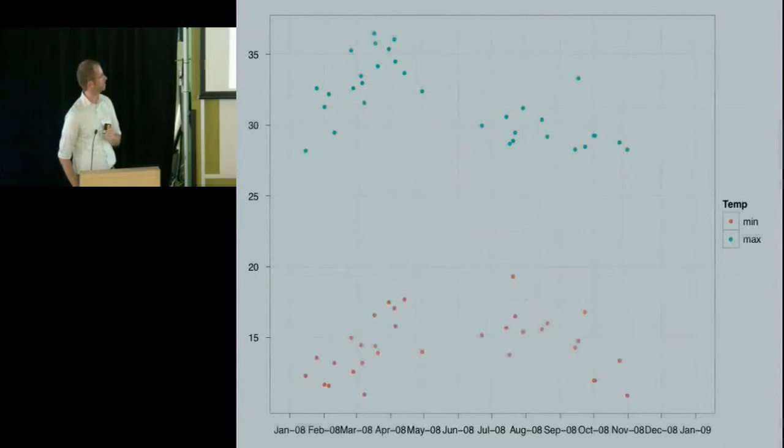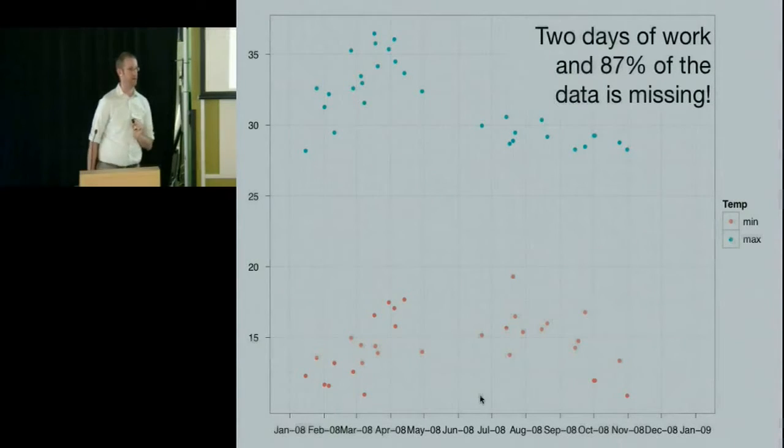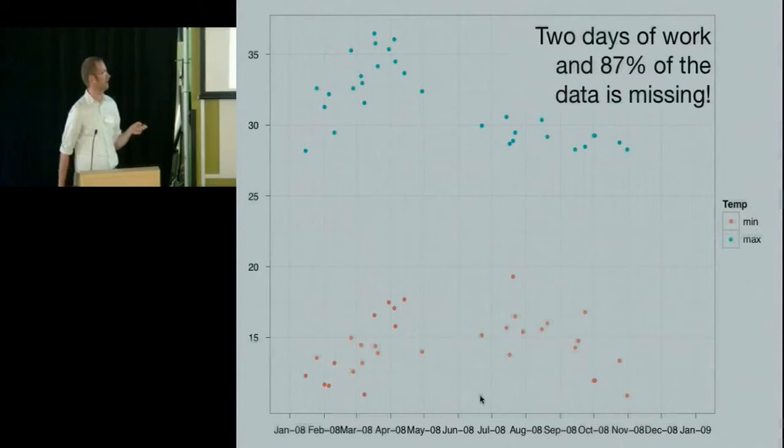Here's a plot of the climate data that I laboriously parsed and collected, showing the minimum and maximum temperature. Temperature is on the y-axis, the maximum in blue, the minimum in red, and the date on the x-axis. Is there anything interesting about this plot? Yeah, there's some missing data, and in fact, 87% of the data is missing. I just spent 2 days trying to parse this awful data format, only to discover that when I finally get to it, 87% of the measurements are missing. So this was a cause for great wailing and gnashing of teeth.